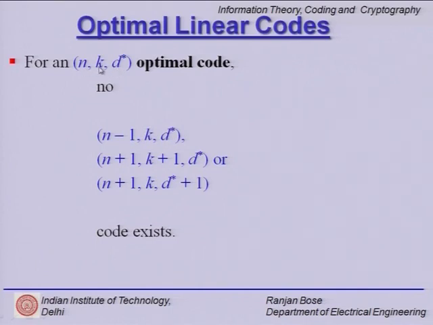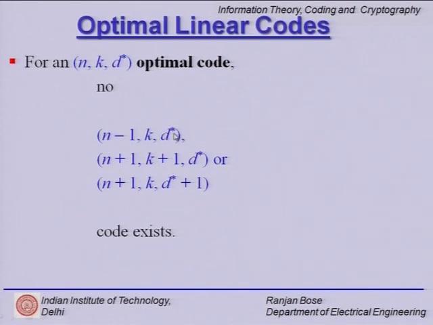N minus k represents the overhead. So, I can improve this (n, k, d*) code by ensuring that even if d* is the same and k is the same, I can have less overhead. So, I can have (n minus 1, k, d*). If I can find a code with a shorter block length, reduced without changing the number of information words, and it still gives me the same minimum distance, then I have improved upon the code.